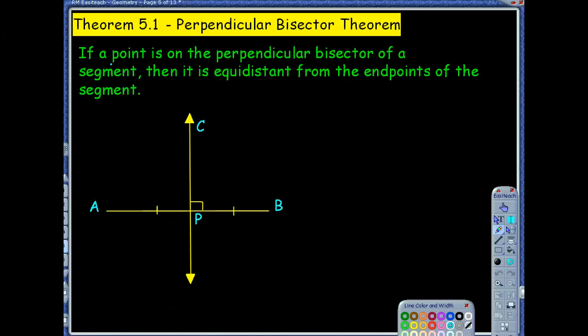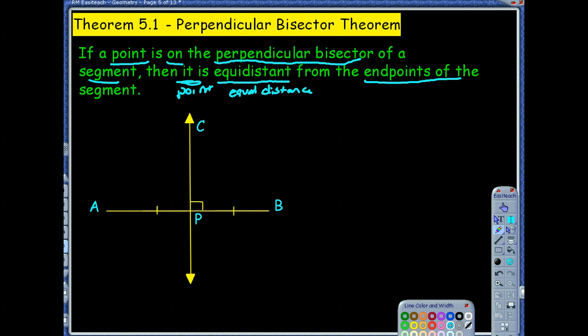It says, if a point is on the perpendicular bisector of a segment, then it is equidistant, so equal distance, from the endpoints of the segment. Okay, a lot going on in this.